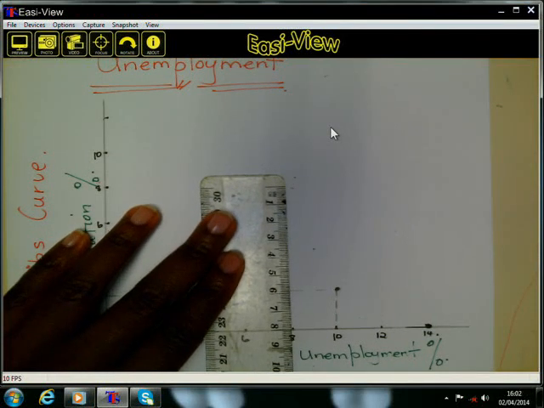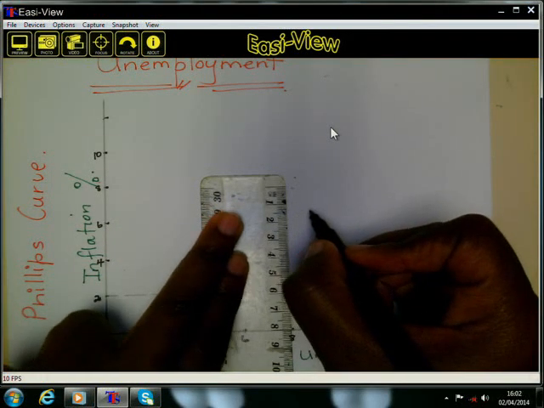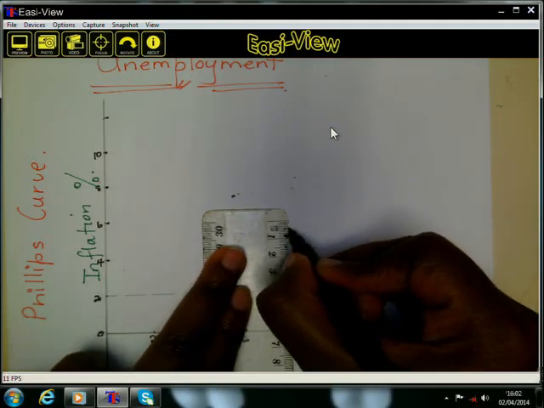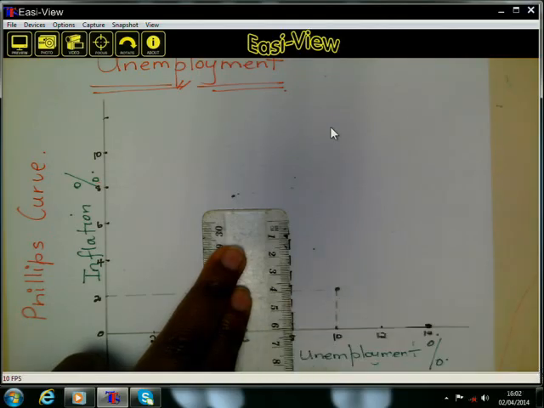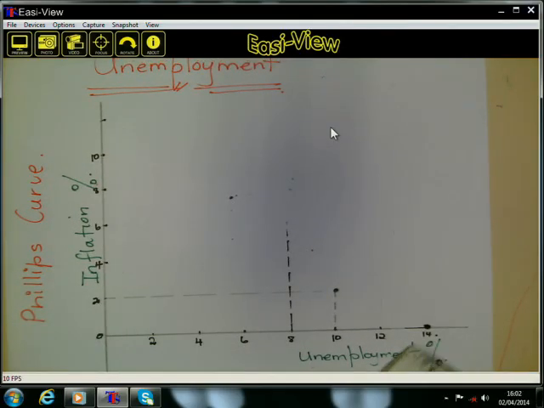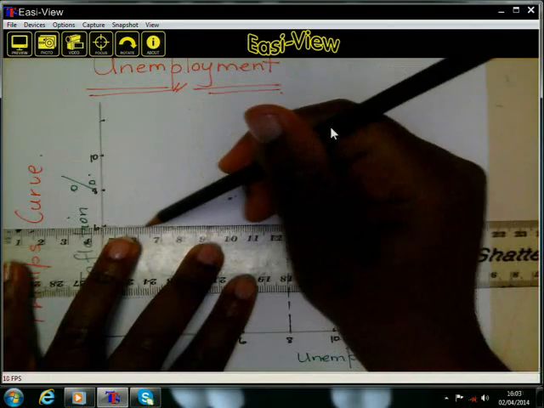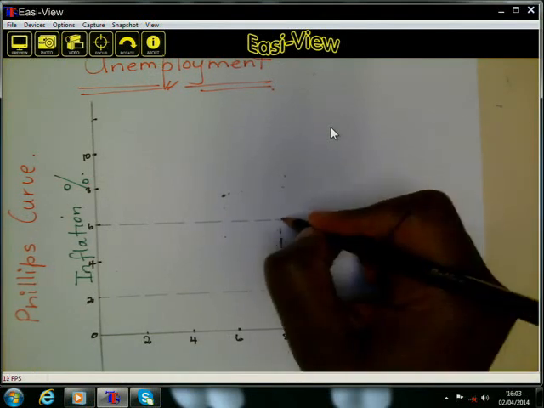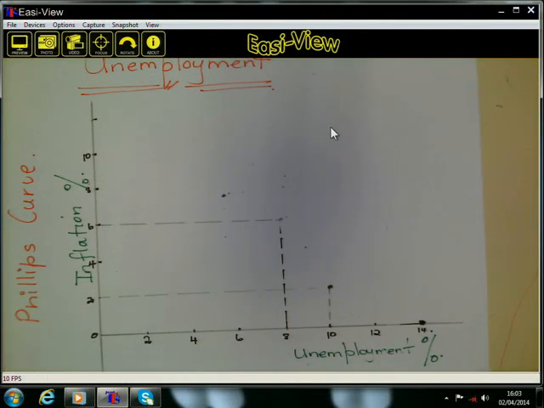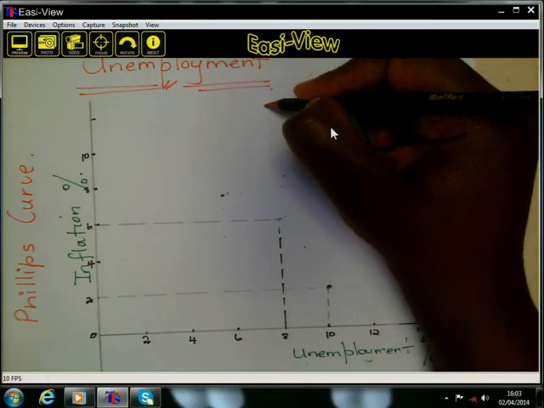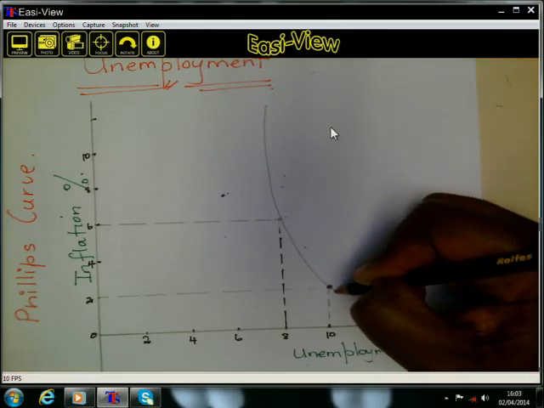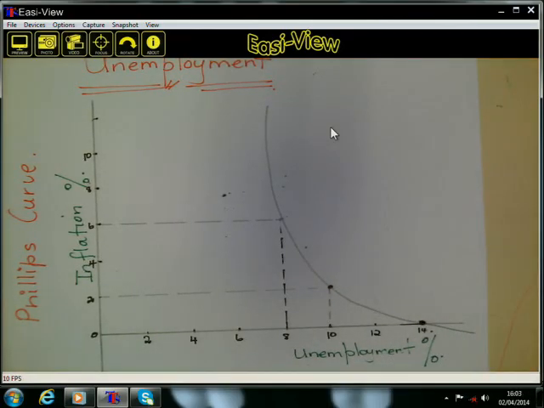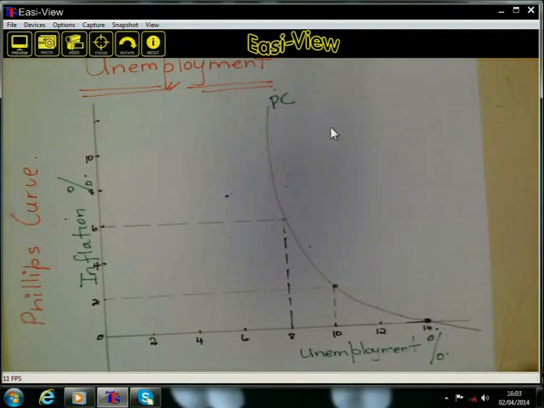So the unemployment rate is decreased again. So if they do that, let's see. They decrease the unemployment rate from 14% to 10%, from 10% to 8%. So if they do that, look at this. Then you find that the inflation rate increases as well. So when you look at this, you would see that now it forms a curve. There it is. Which is our Phillips curve, the PC, the original PC.